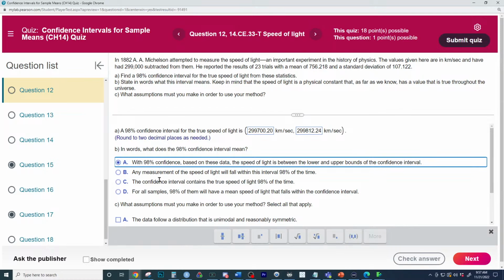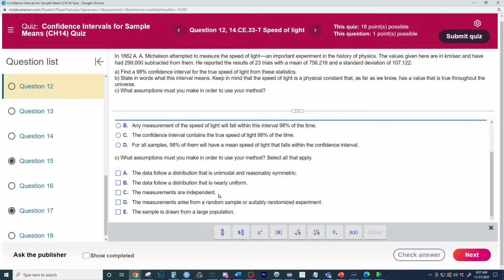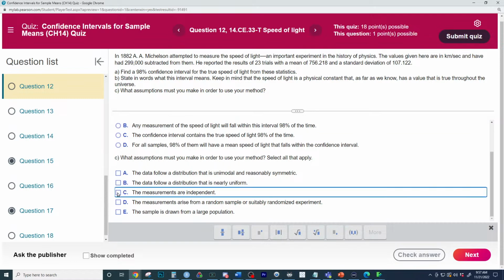Yeah. I wish they just said I am 98% confident the true mean of light is contained in the interval blank to blank. What assumptions do you have to make? Here we go. This will be fun. The measurements are independent. That sounds about right. No. The measurements arise from a random sample. Stupidly random experiment.